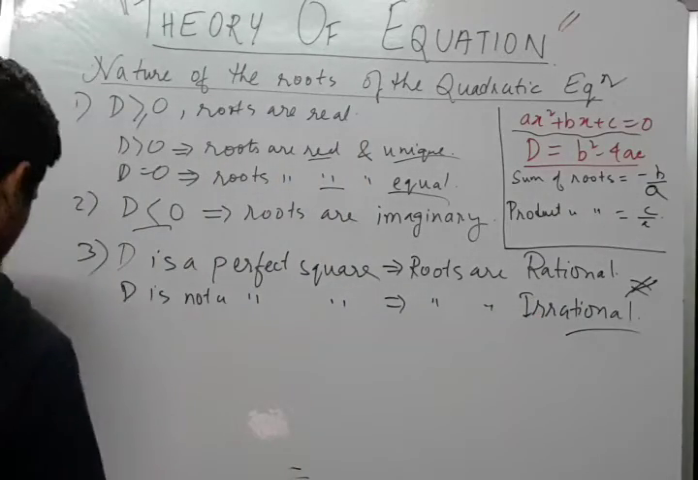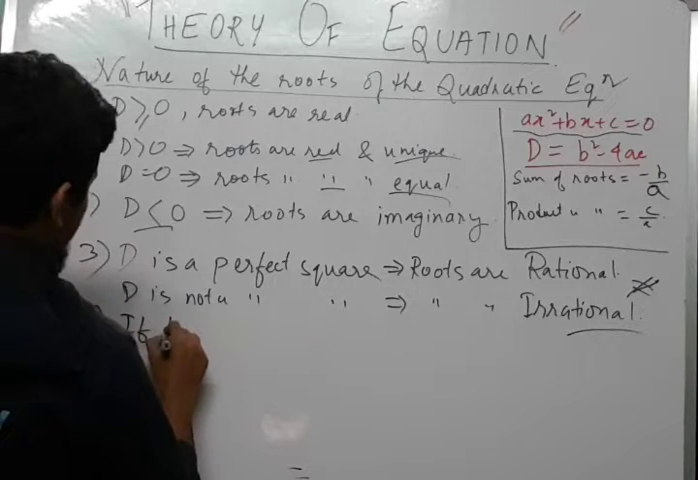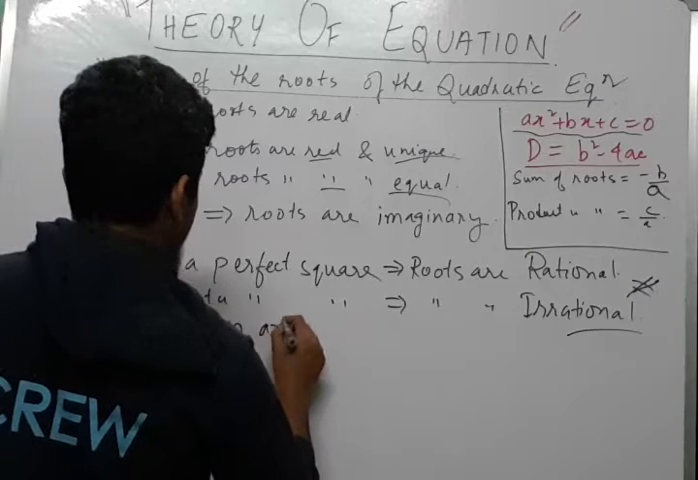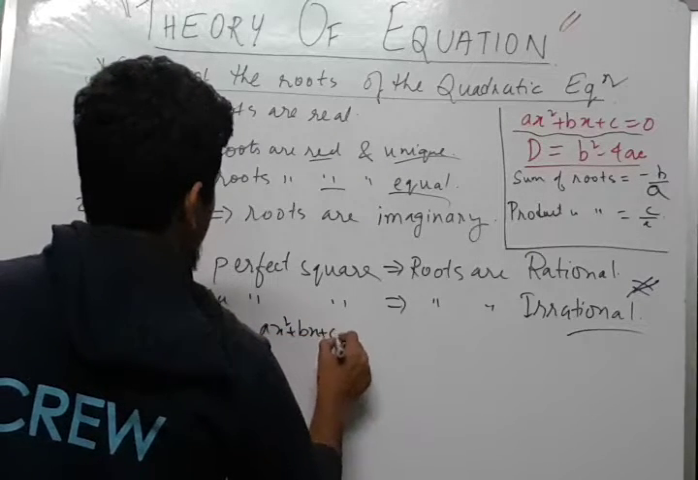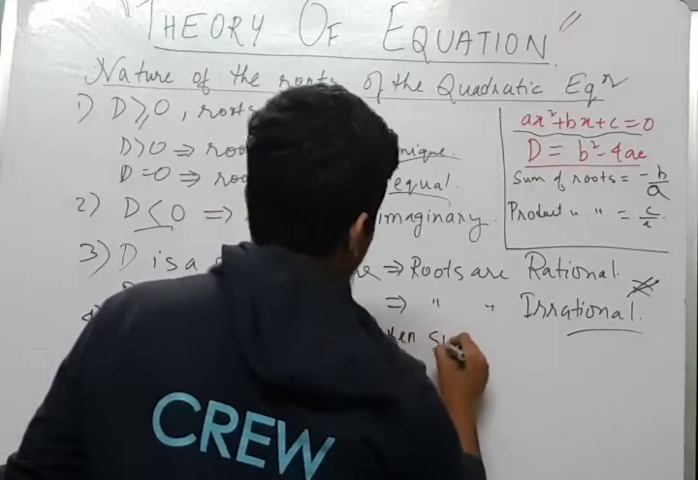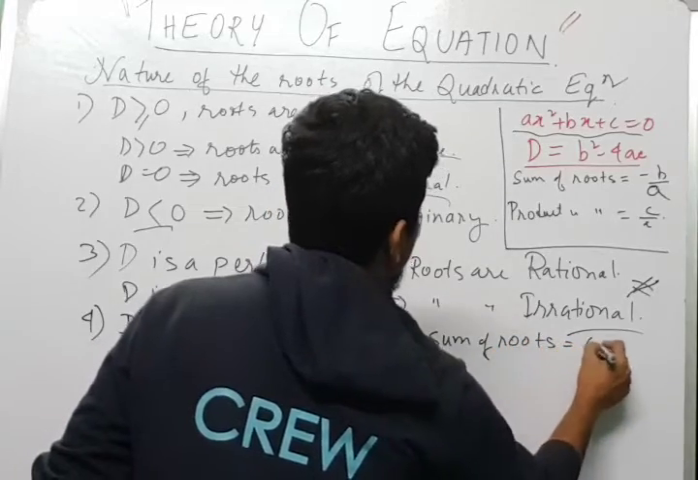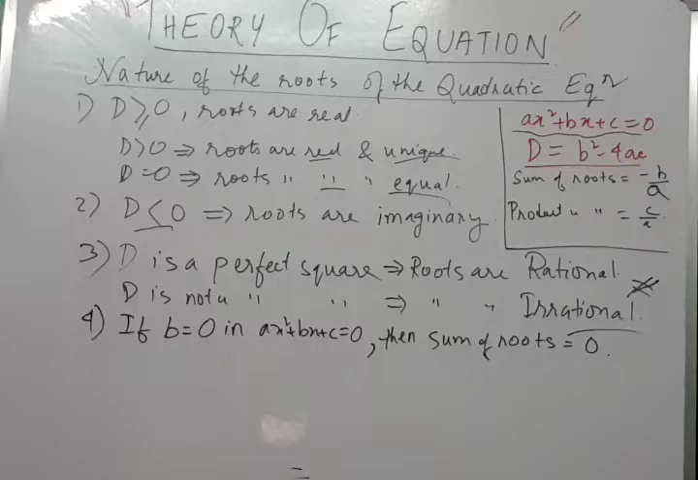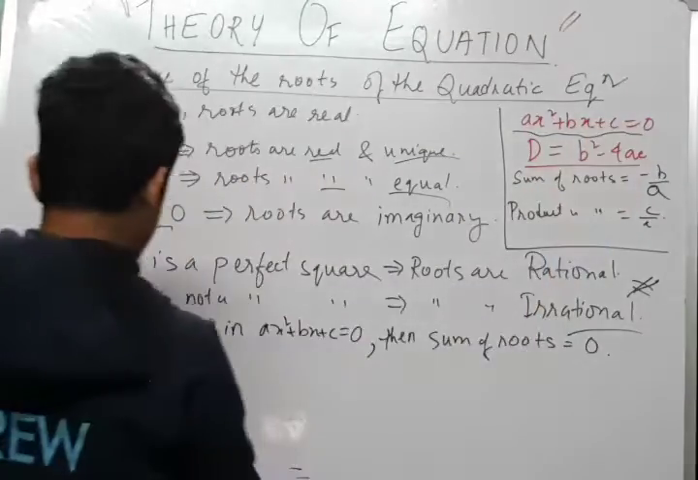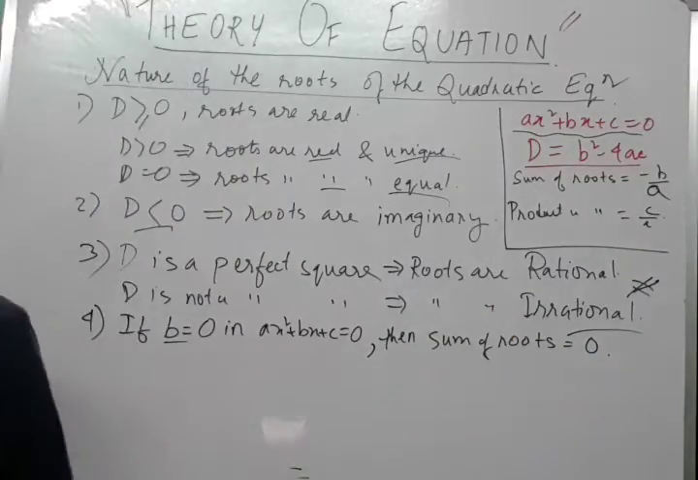So another condition that we need to imply over here is that if b is equal to 0 in ax squared plus bx plus c equal to 0, then the sum of the roots is equal to 0. This is one other condition that you need to remember, that if the coefficient of x in ax squared plus bx plus c, in this case it is b, is equal to 0, then the sum of the roots is equal to 0. This is one more case.